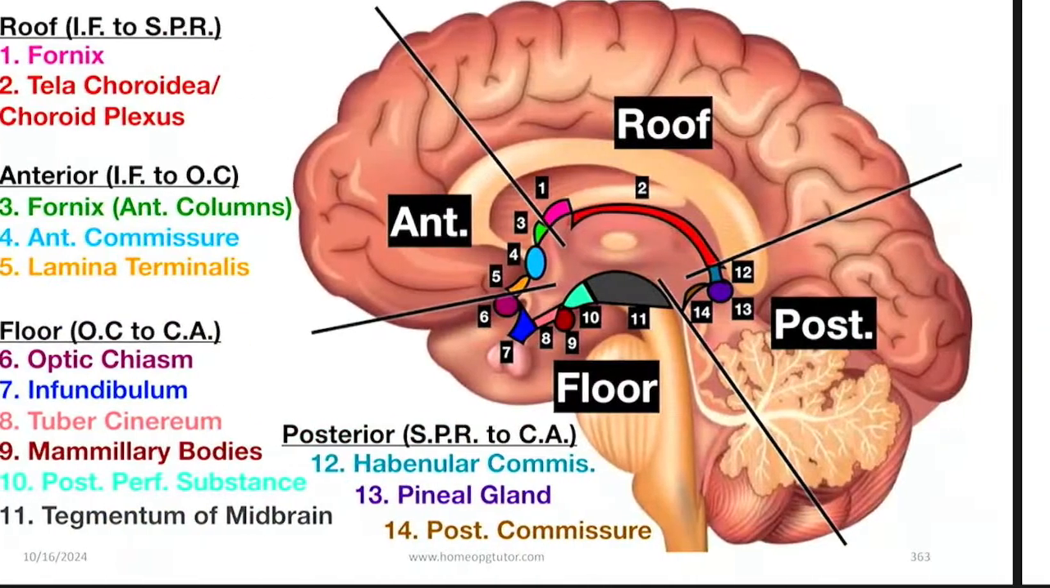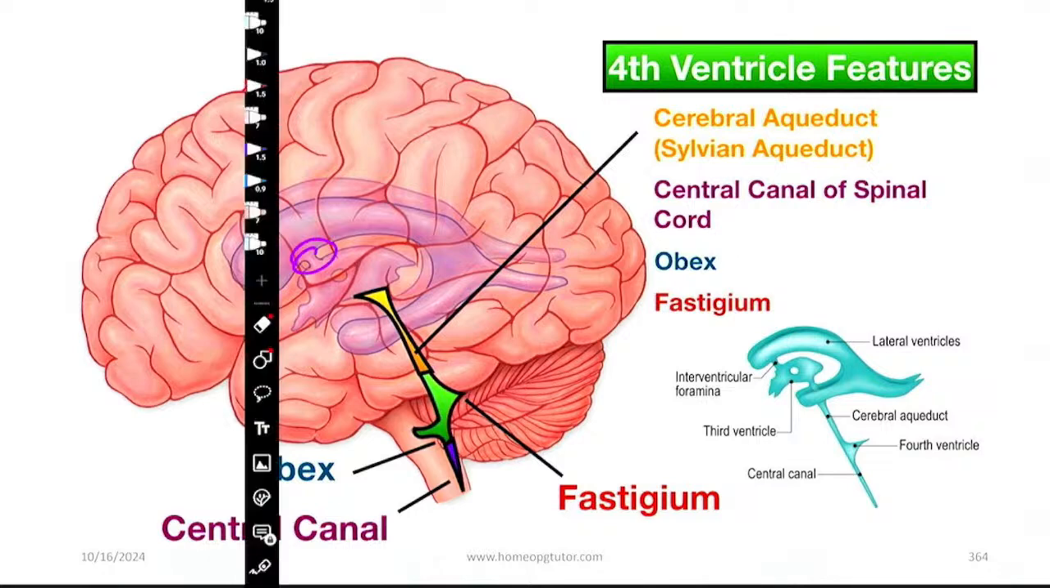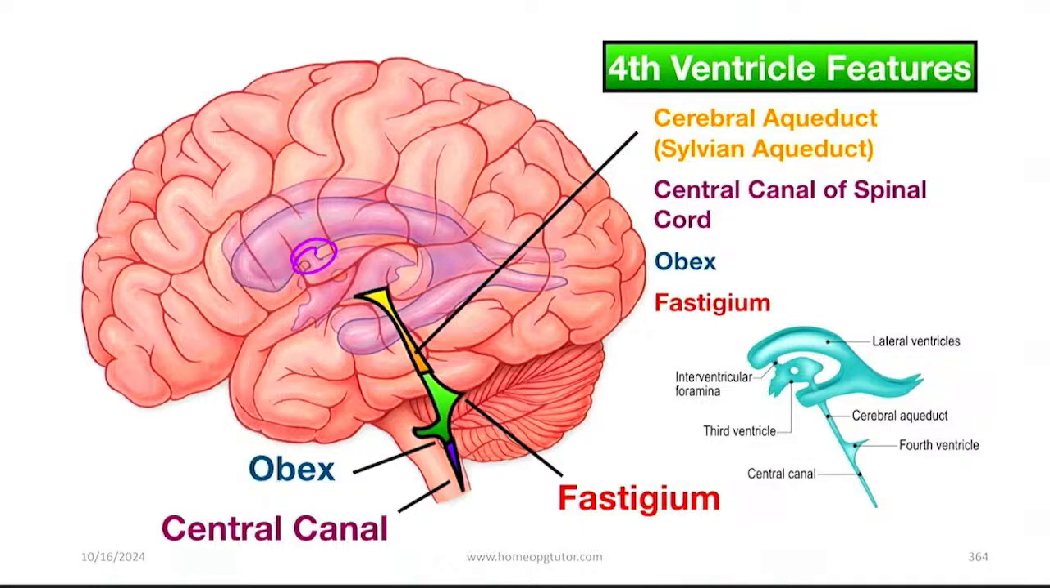Now coming to the fourth ventricle, remember how the foramen of Monro connected the lateral ventricles to the third ventricle. Similarly, the third ventricle now connects to the fourth ventricle. The fourth ventricle is present in the brainstem. Now this is connected via one aqueduct that is called the sylvian aqueduct or cerebral aqueduct.